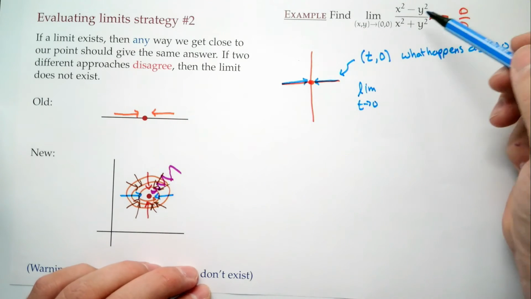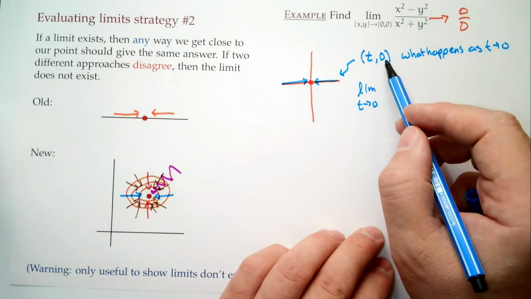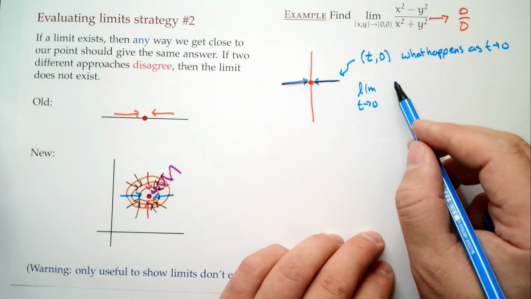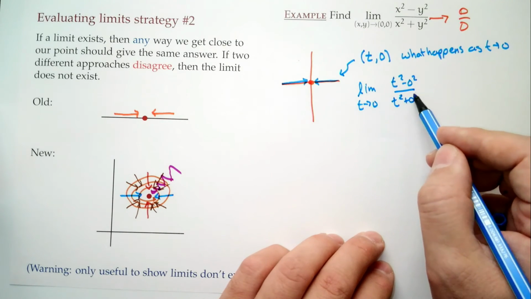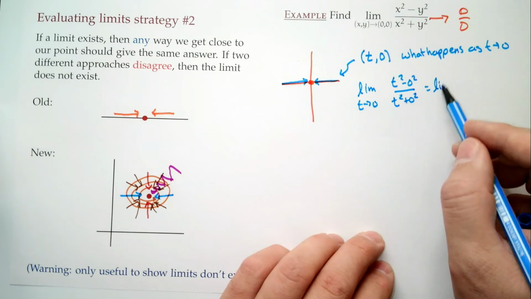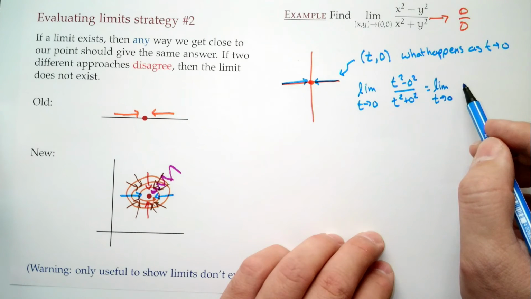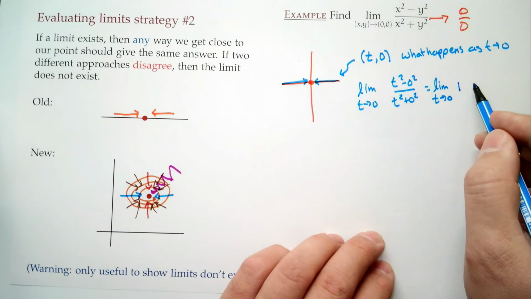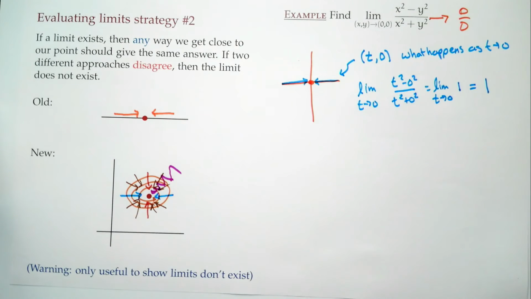And now I update. Everywhere where I see an x, I put t. Everywhere where I see a y, I put 0. t squared minus 0 squared, t squared plus 0 squared. We can simplify that expression. What does it simplify to? t squared over t squared, which is 1. What's the limit of 1? 1. Okay. So, as we approach from the side, as we approach along that curve, we got 1.